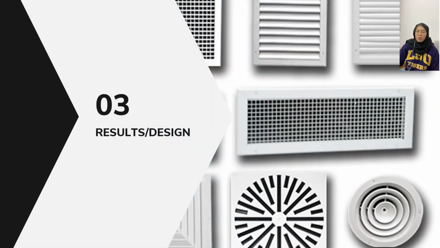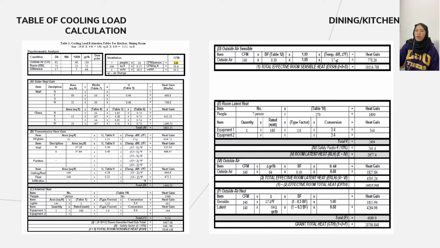Now we come to the next part, which is the result and design. In this part, I will first show you the table of cooling load calculation calculated in the assignment before by me and my colleagues. This table of cooling load estimation is used to find the grand total heat and will be used to calculate the BTU per square feet, to calculate the CFM and others.